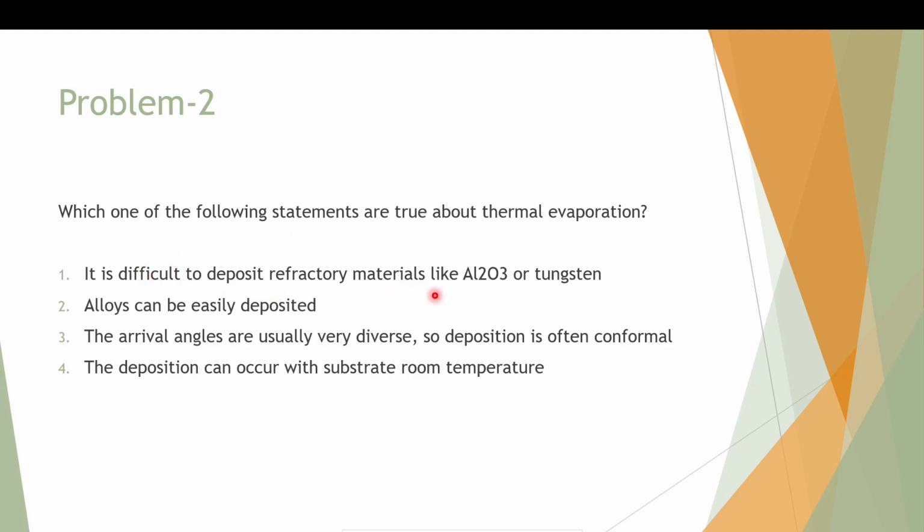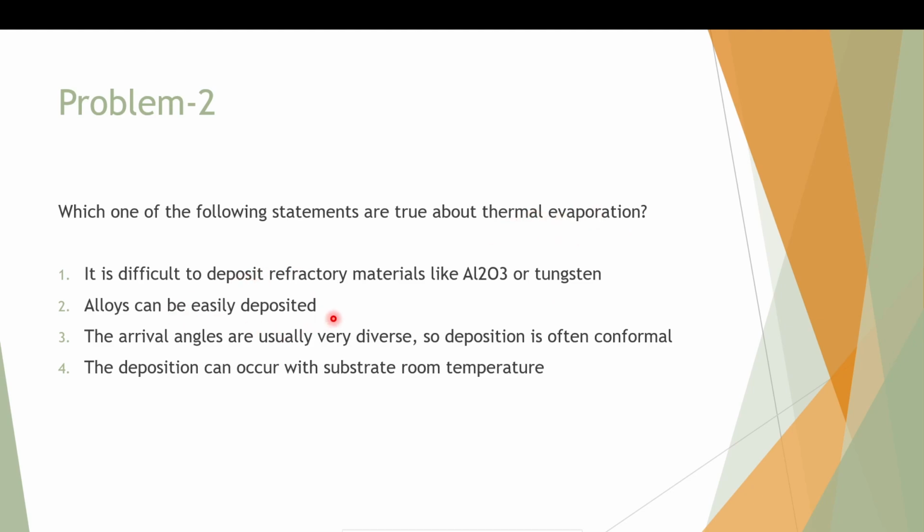It is difficult to deposit refractory materials like Al2O3 or tungsten. Right, so what are refractory materials? Refractory materials are materials that can withstand very high temperatures. If something withstands very high temperature, what does that mean? Its composition does not change much with temperature. It won't melt, it won't start evaporating. So this is in fact true. If I have some refractory material like Al2O3 or tungsten, it becomes very difficult to deposit using thermal evaporation. Even if you don't know much about the material, just by knowing that it is a refractory material, you can say it won't be possible for thermal evaporation.